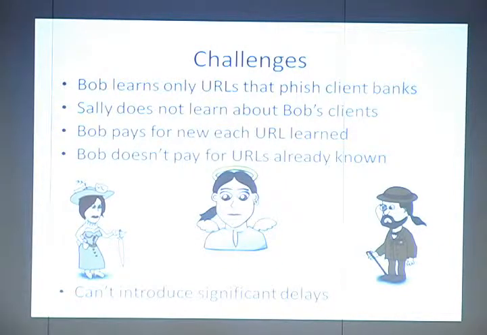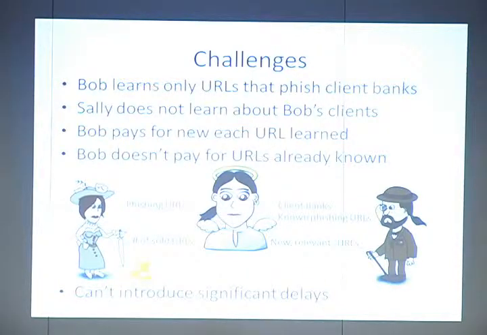OK, so the first thing to notice is, again, if we had this trusted angel, then it would be easy. How would we do it with a trusted third party? Sally tells the angel all of her phishing URLs, everything she learned. Bob gives the angel his list of client banks and everything he knew previously. Of course, they're both trusting the angel not to tell each other these things. Then the angel tells Bob only the new and relevant URLs that he should be learning. And he tells Sally the number of URLs that she sold to Bob. So now Bob can just pay Sally according to this number.